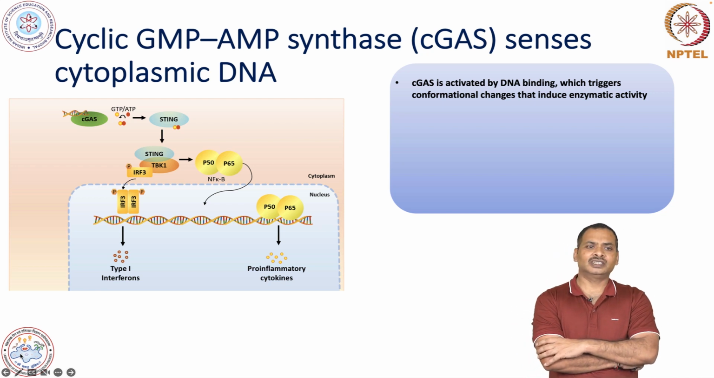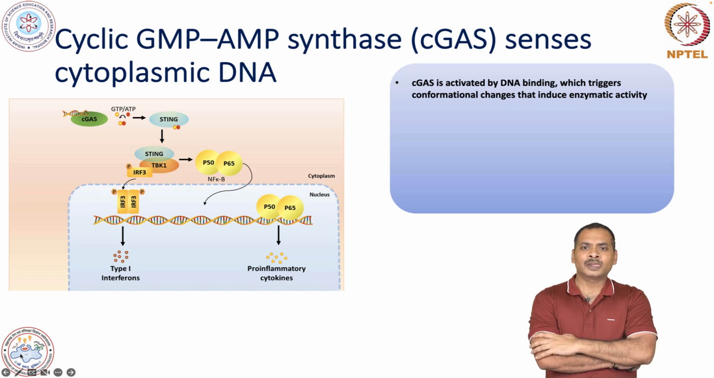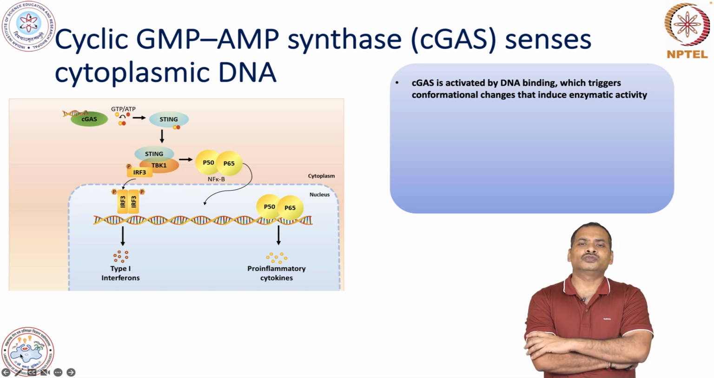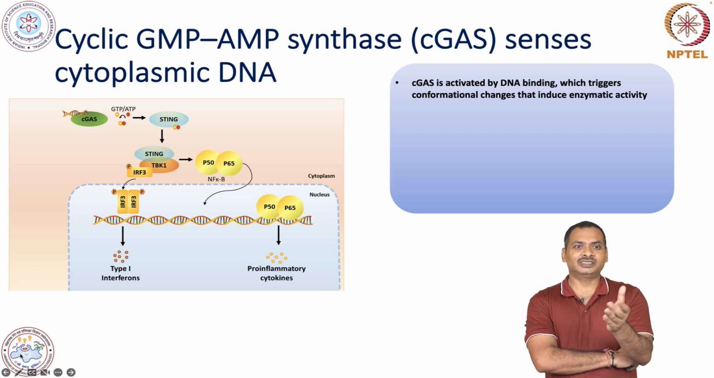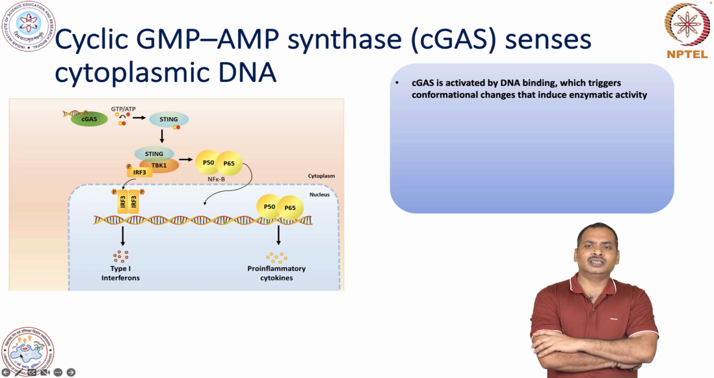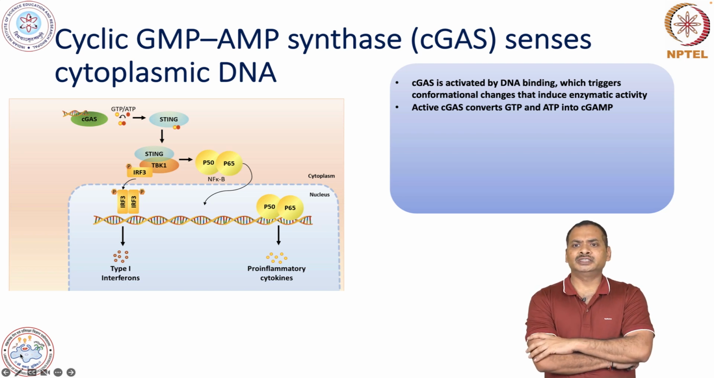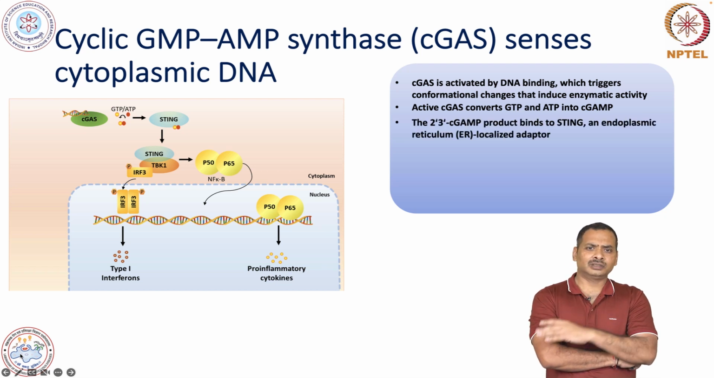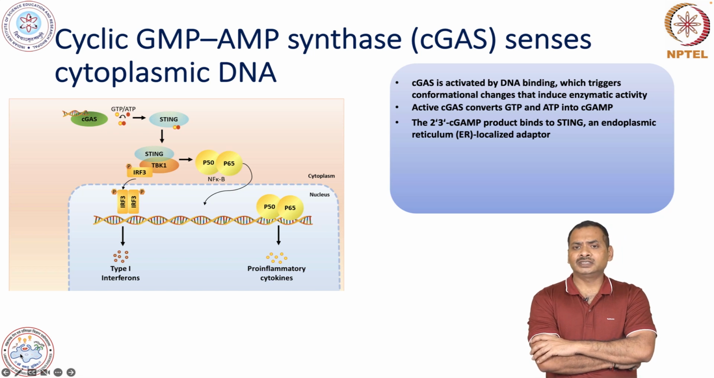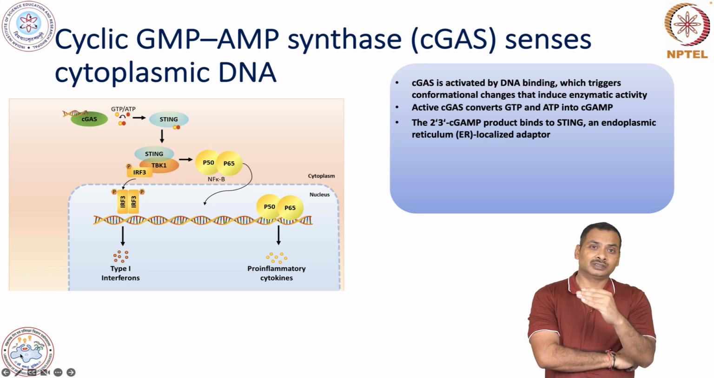Here you can see that cGAS binds with the DNA molecule, and this triggers a conformational change that induces the enzymatic activity. So, you can understand this is an enzyme. This enzymatic activity converts GTP and ATP into cGAMP, which is basically a 2'3' cGAMP product that binds with STING.